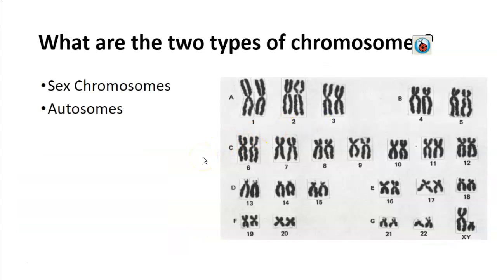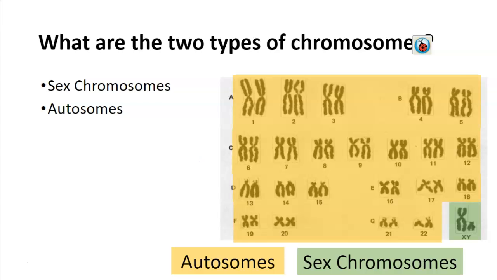And remember, what are the two types of chromosomes? Remember, we have sex chromosomes and autosomes. Obviously, sex chromosomes determine the biological sex of the individual, and autosomes are our non-sex chromosomes. If you look to see what's highlighted in green, those are the sex chromosomes. What's highlighted in yellow are the autosomes, the non-sex chromosomes. So we have 22 pairs of autosomes and 1 pair of sex chromosomes, and that would make a total of 46.